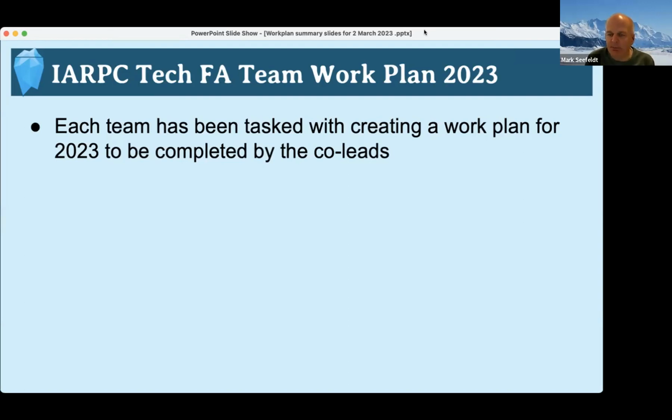We've also been tasked with creating a work plan for 2023. This has been completed by myself, Lisa, and Jonathan. And Meredith's role is as a representative of the IARPC Secretariat, to make sure that she answers all our tricky questions.